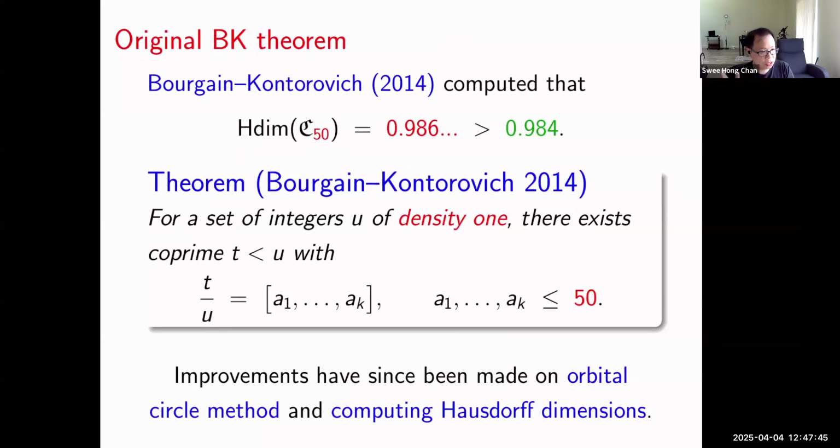Before I continue further, are there any questions about the Bourgain-Kontorovich theorem? Everything good so far?